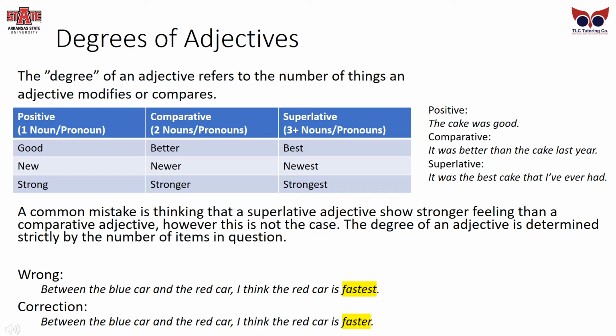You'll notice in the second example, "Between the blue car and the red car, I think the red car is fastest." This would be incorrect because you're only comparing two cars. The correction would read, "Between the blue car and the red car, I think the red car is faster."